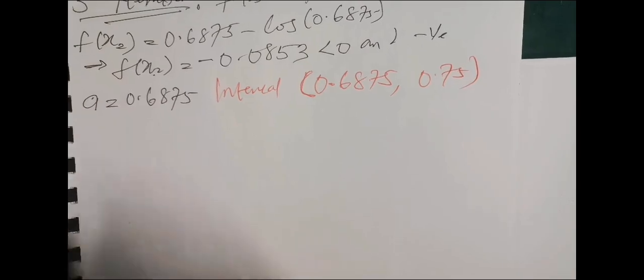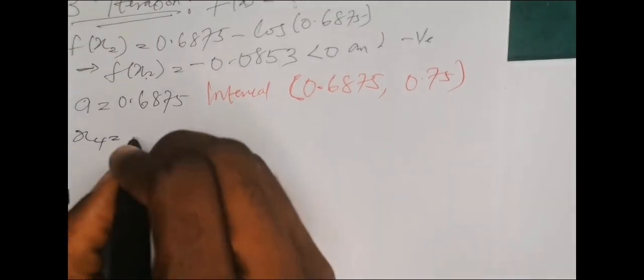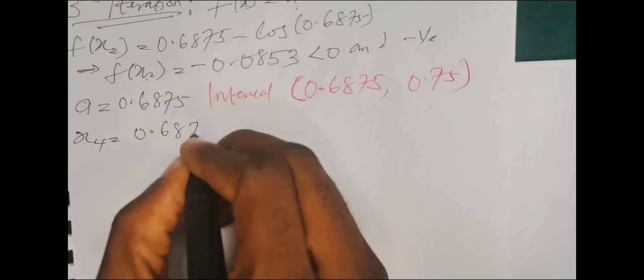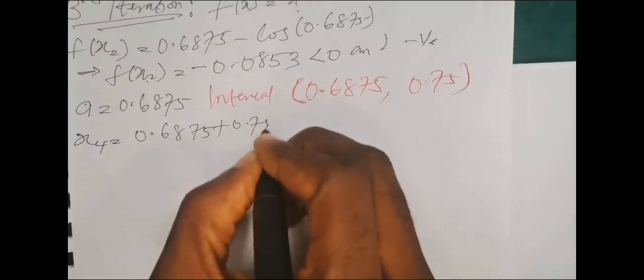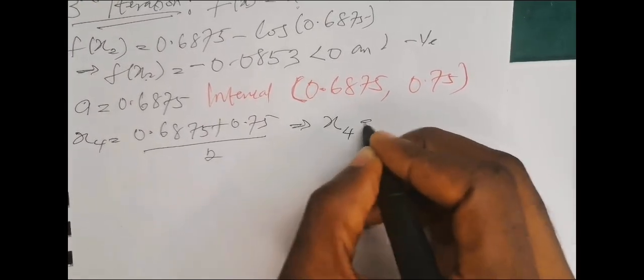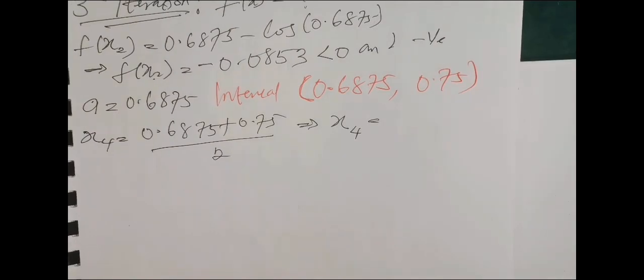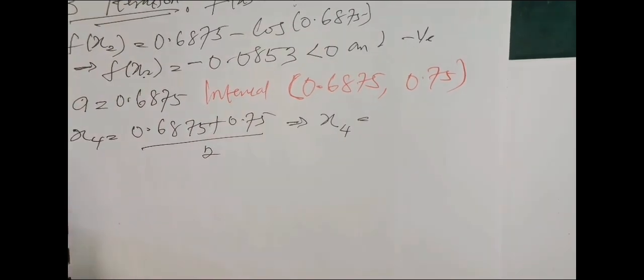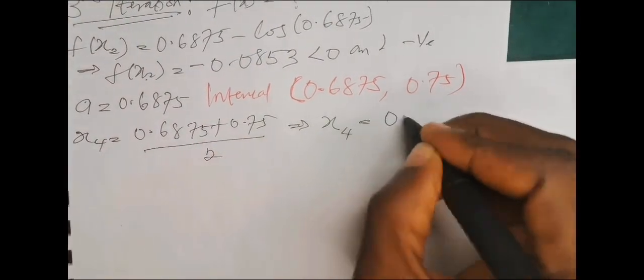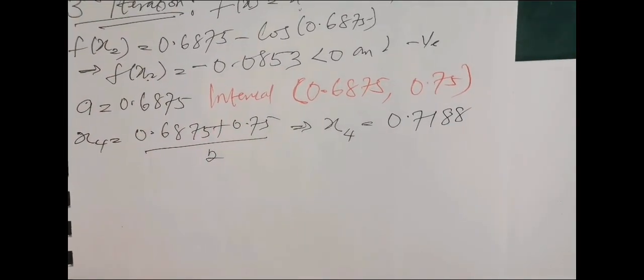So you find the fourth root, and s4 is equal to, you simply add these two together, 0.6875 plus 0.75 divided by 2. That gives us 0.7188 approximately. Now you can run your comparison.